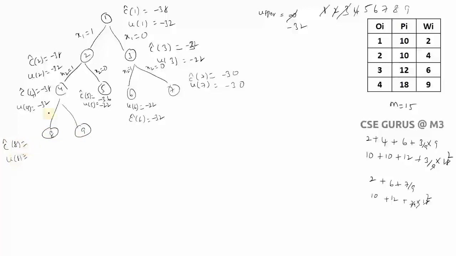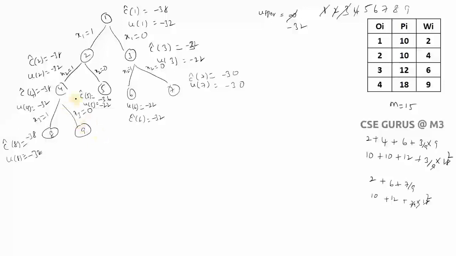u of 8, so x3 equals 1. x3 is 0 here. So if I take x3 equals 1, that means first, second and third objects must be included. 2 plus 4 plus 6 I'll include, and of course the fourth is optional. So here I'll get the same thing, minus 32, here minus 38.